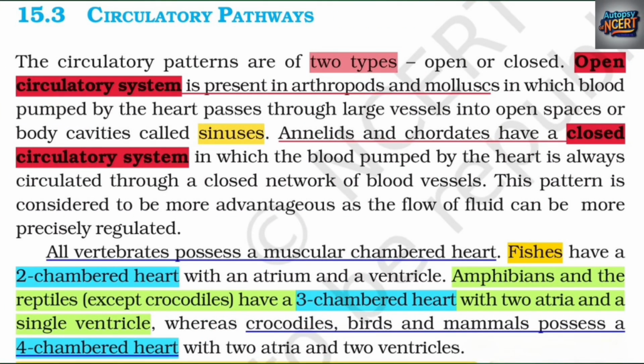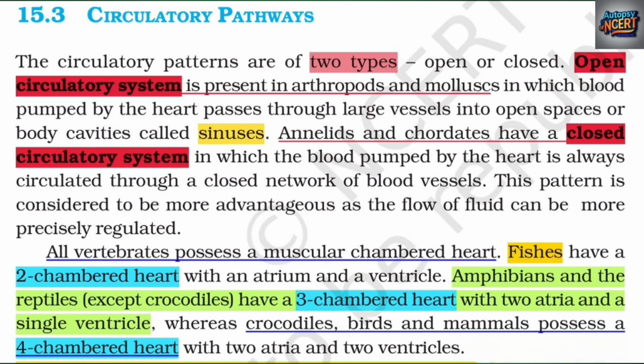15.3 Circulatory pathways. The circulatory patterns are of two types, open or closed. Open circulatory system is present in arthropods and mollusks, in which blood pumped by the heart passes through large vessels into open spaces or body cavities called sinuses. Annelids and chordates have a closed circulatory system in which the blood pumped by the heart is always circulated through a closed network of blood vessels. This pattern is considered to be more advantageous as the flow of fluid can be more precisely regulated.